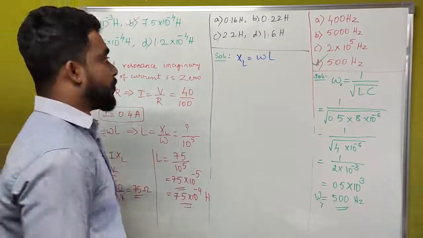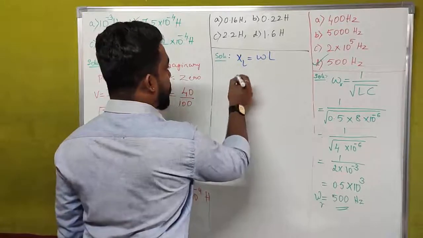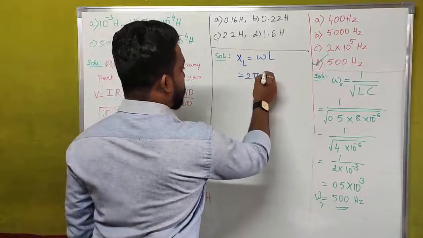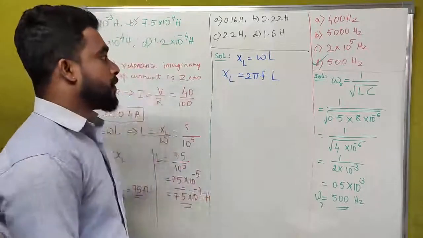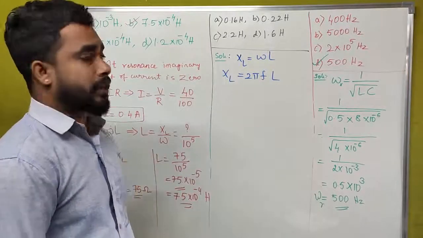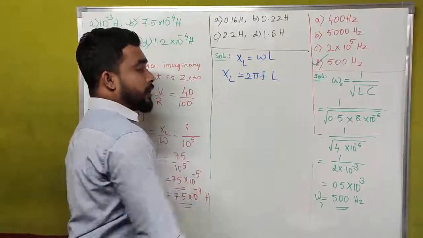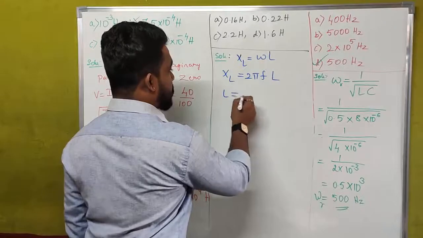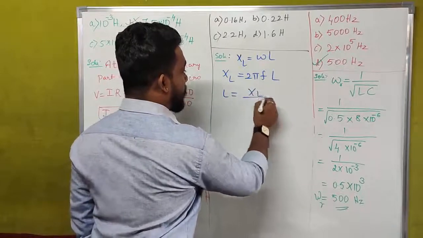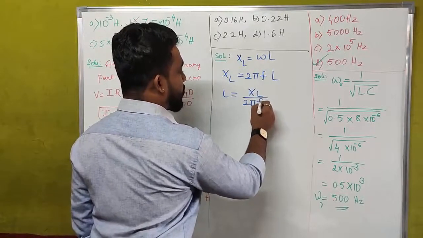XL is equal to omega into L. What is the value of omega? That is 2 pi into F into L. This is the expression for XL, that is inductive reactance. But what we want is only inductance. For that, L is equal to XL divided by 2 pi into F.